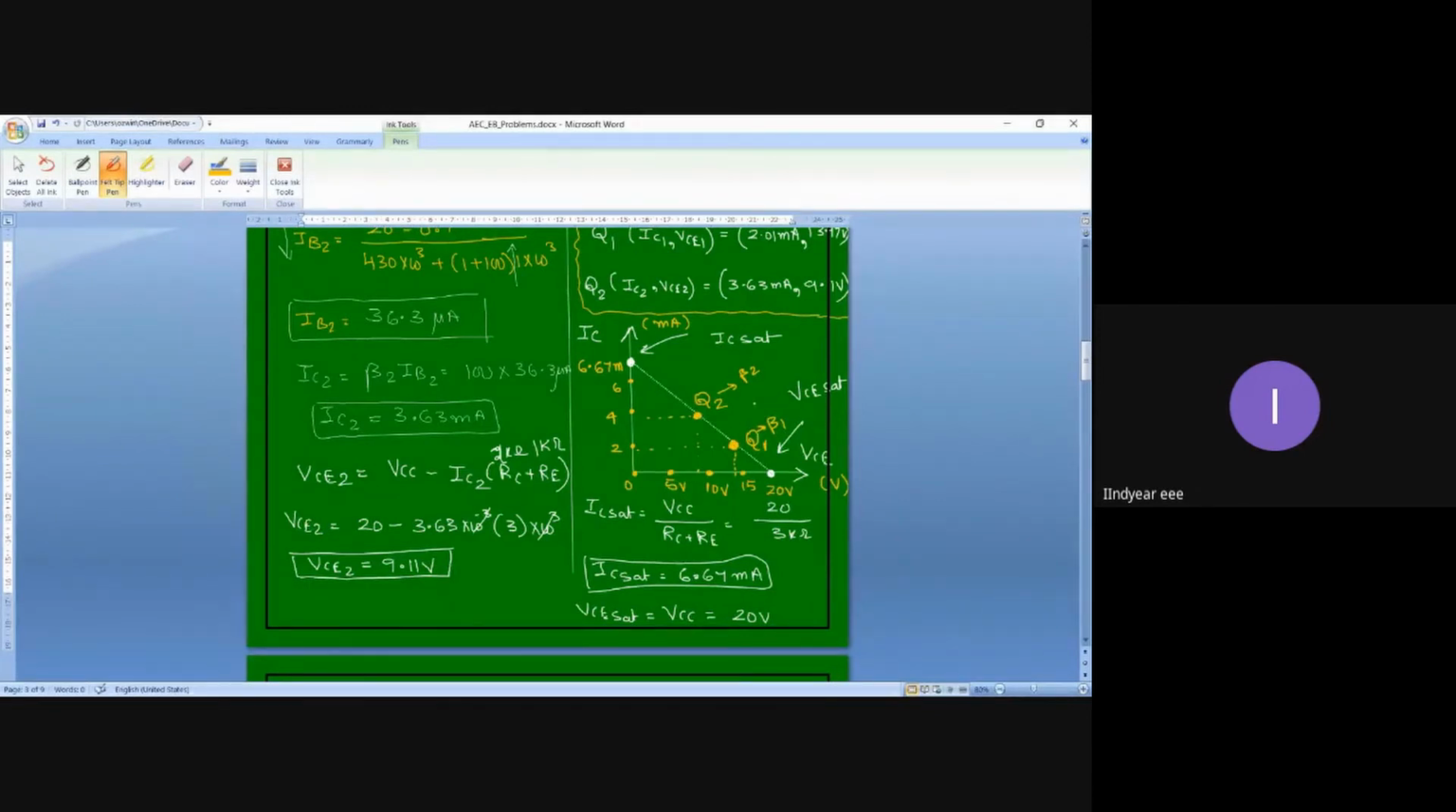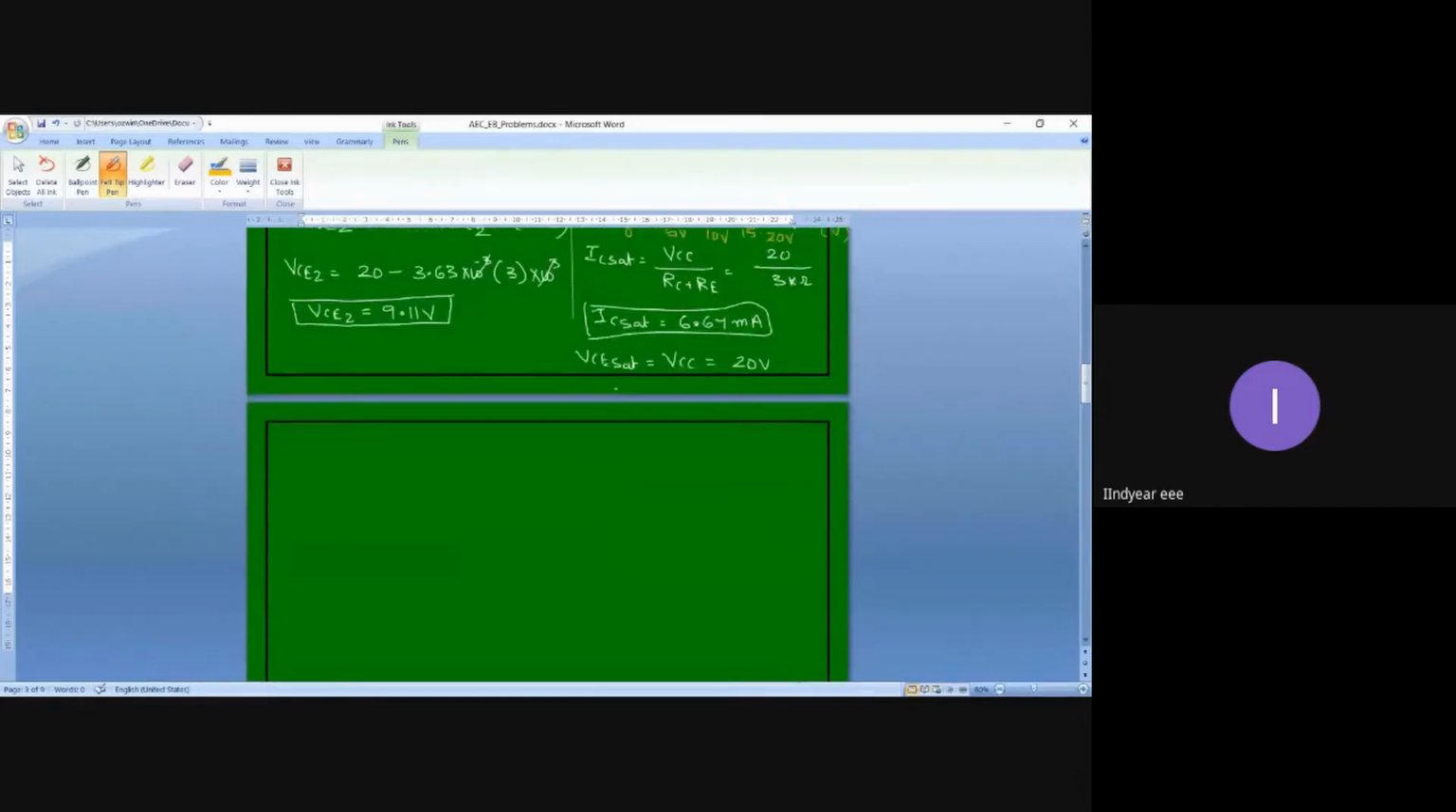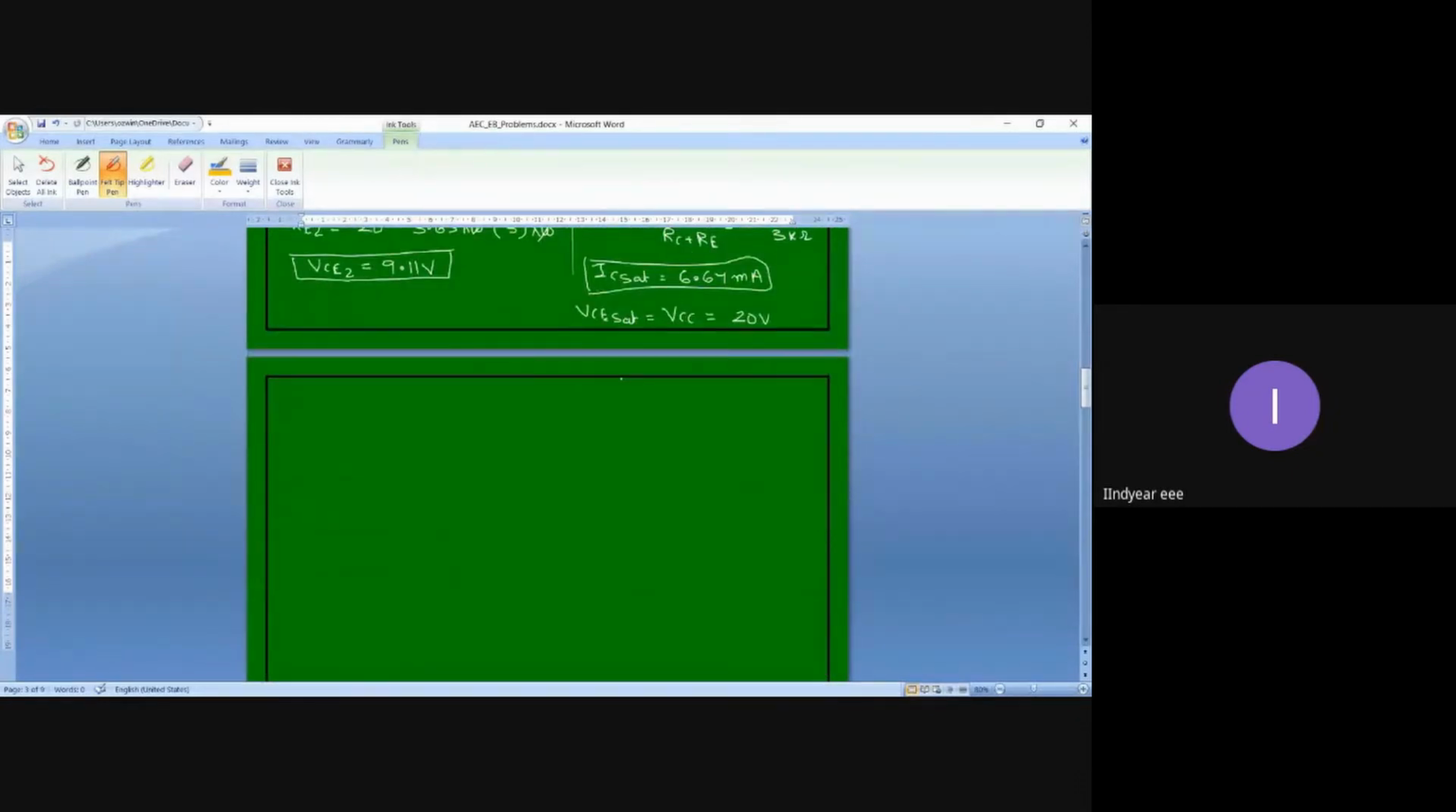In one of the classes, we did a voltage divider bias problem. You can go back to that problem and compare the Q point drift. So that completes the emitter bias problem. Now let us look at the collector to base bias problem, and see how the Q point variation takes place in it.